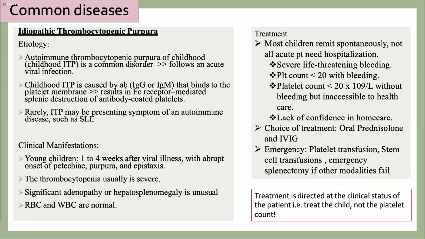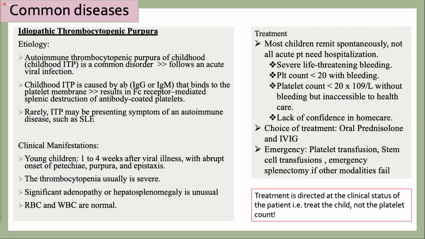So ITP, the etiology for childhood ITP, is a very common disorder that usually follows an acute viral infection. Childhood ITP occurs after the antibody attacks the platelet, binding to the platelet membrane, which leads to the destruction of the platelet itself. But ITP could also be a presenting symptom of other autoimmune diseases such as SLE.